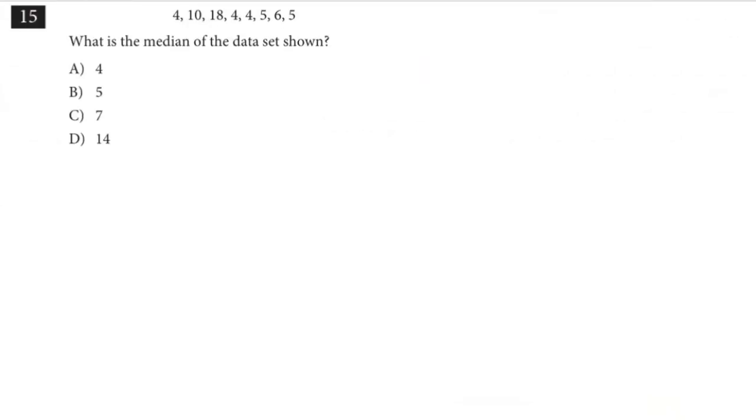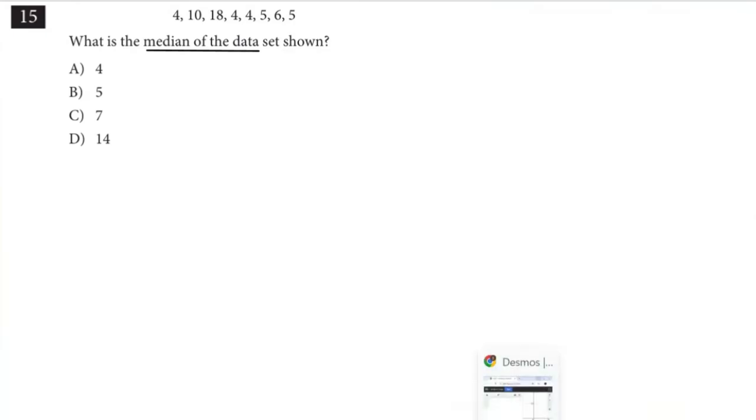Question 15. So we have a set of values 4, 10, 18, 4, 4, 5, 6, 5. What is the median of the data set shown? So we are looking for the median. There are some options. Without the calculator, you rearrange the values in either ascending or descending order and try to get the middle number.